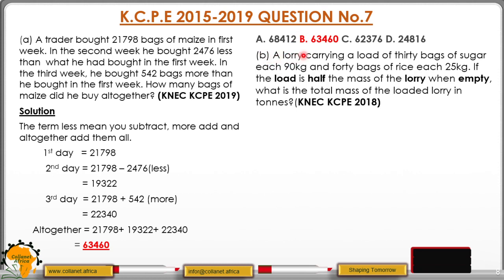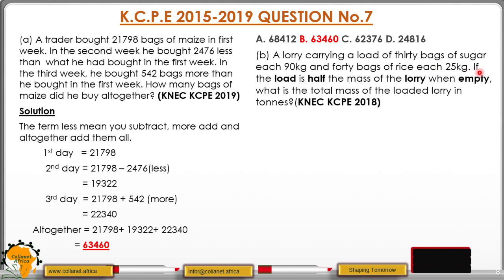Here is another question, a word problem. Just read sentence after sentence to internalize. A lorry carrying a load of 30 bags of sugar, each 90. So 30, each 90. So it is 30 times 90. And 40 bags of rice, each 25. So each was 25, another one, 40 of them. So it is 40 times 25.